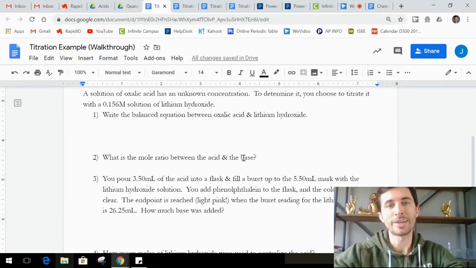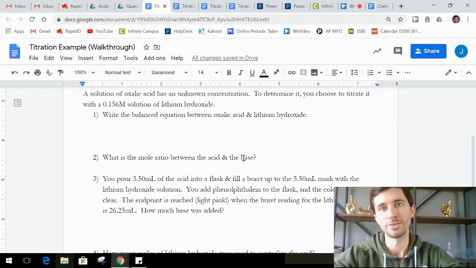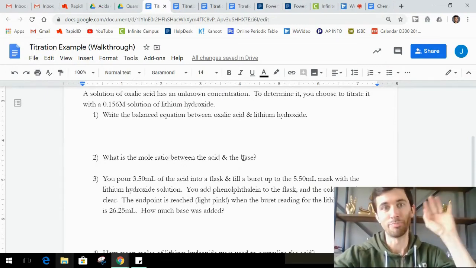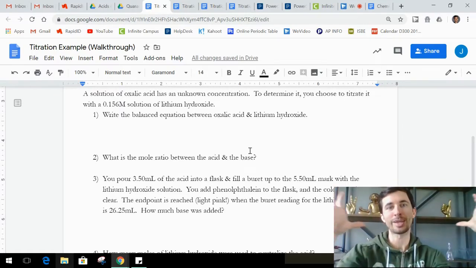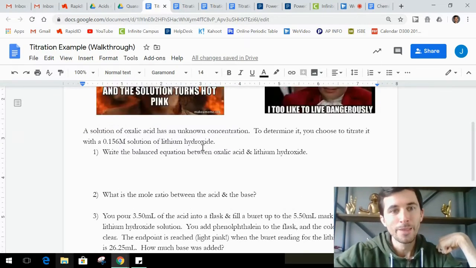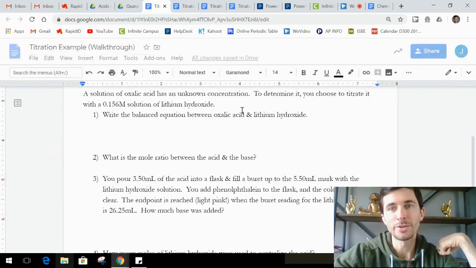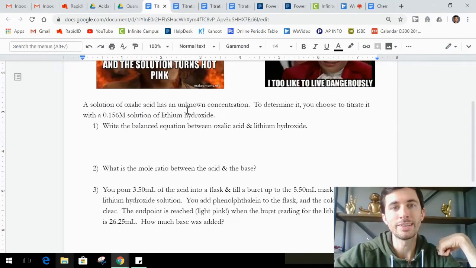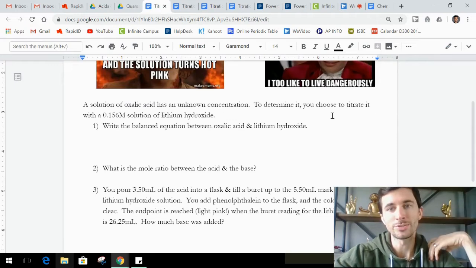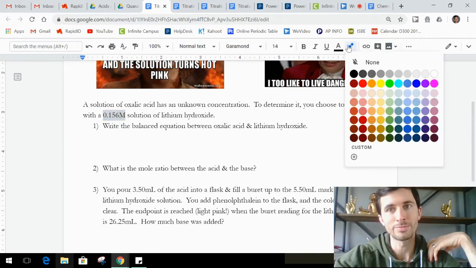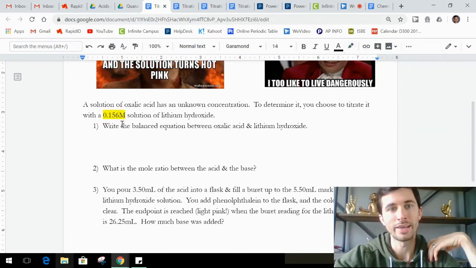So titrations are a combination of stoichiometry and solutions. Combo of both. This is kind of why titrations are done towards the end of chemistry, because it's everything kind of mushed together. So for this example, we have a solution of oxalic acid with an unknown concentration. To figure out the concentration, you choose to titrate it with some lithium hydroxide. This is the concentration of the lithium hydroxide, so I'm just going to highlight that. That's important.